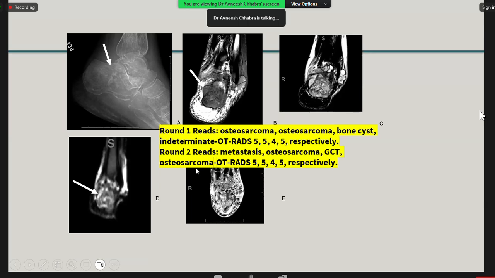So then in round two, when DWI was given, everybody was again 5, 5, 4, 5. But if you look at the tumors now, they changed that cyst to giant cell tumor. So basically, now their confidence level changed.